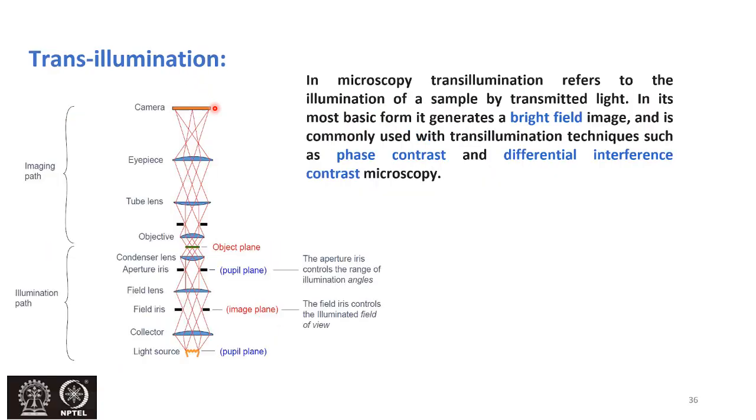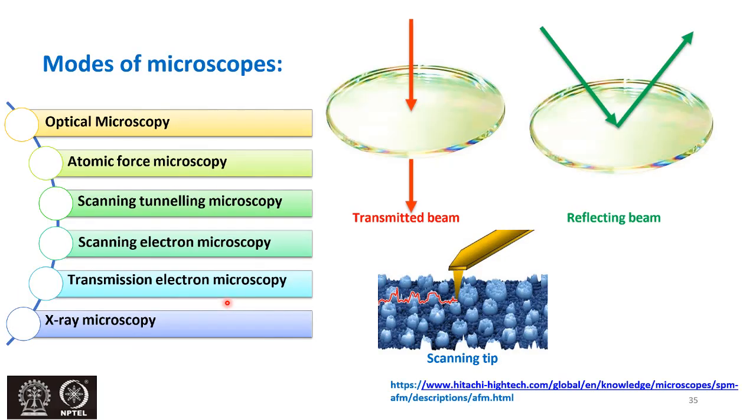Then we have trans illumination. In trans illumination, we are using more lenses, so that is another problem. As I told, the more lenses we use, the more errors it will cause. There are other modes also, and that is why we switch to other microscopy techniques like atomic force microscopy, scanning tunneling microscopy, scanning electron microscopy, transmission electron microscopy, and X-ray microscopy.